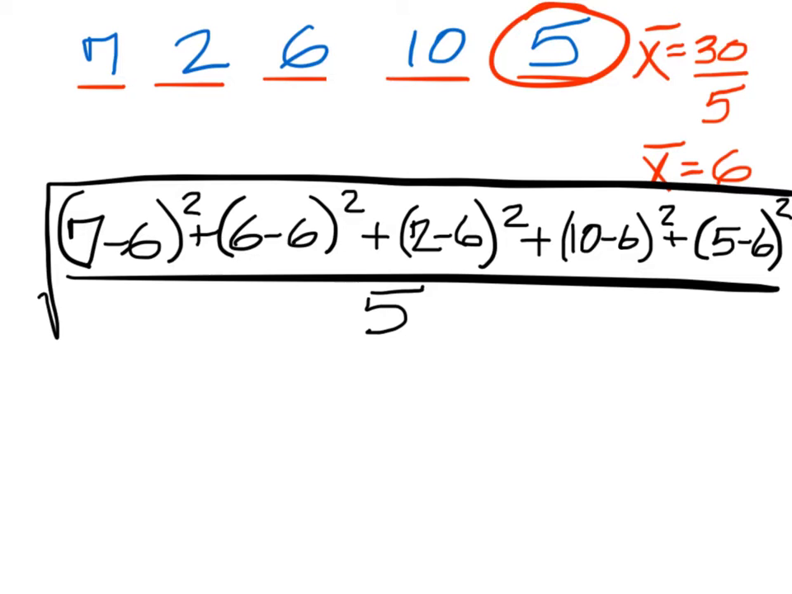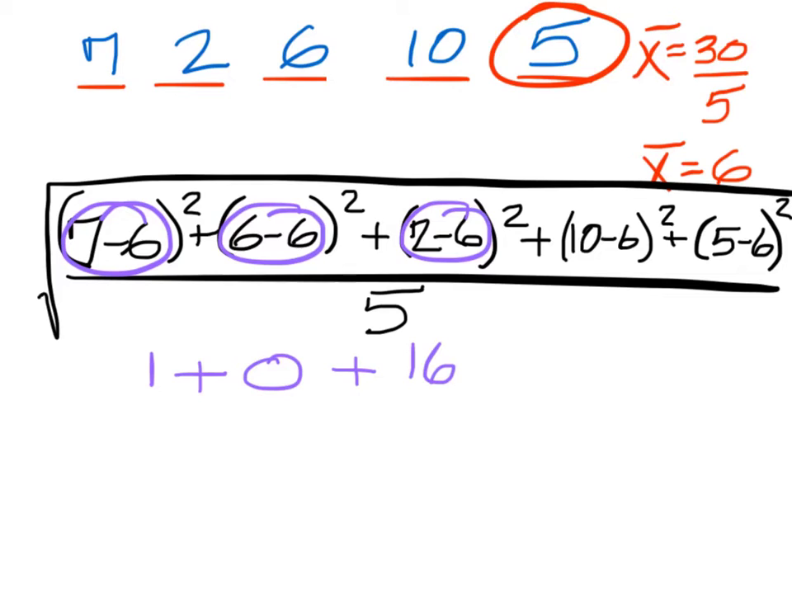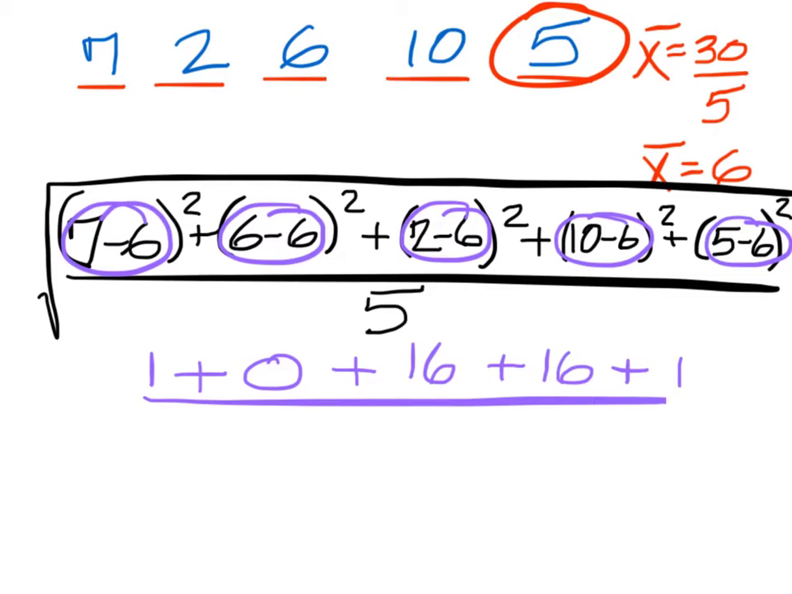And now let's go take a look at these results here. That'll be a 1 squared, which is 1. This is 0. 2 minus 6 is a negative 4. So square that to get 16. 10 minus 6 is 4. Square that to get 16. And 5 minus 6 is a negative 1. Square that to get 1.